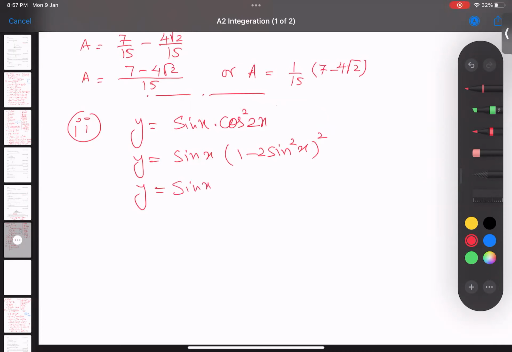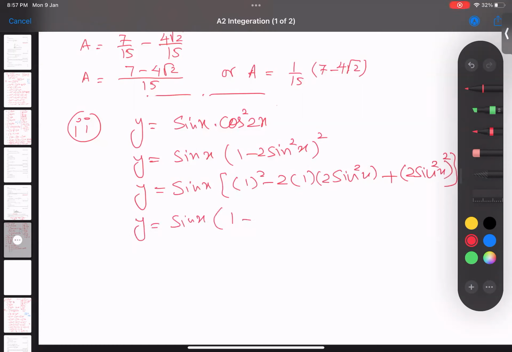And this power 2 goes on the top. So I want to expand it. And what is the rule of expanding? First term square, 2 into first term into second term, and square. If you don't like this way, you can write this way also. So this is the rule. So this is 1 minus 2 sine square x. This is the normal pattern, in which maybe you find it easier as compared to the other one.